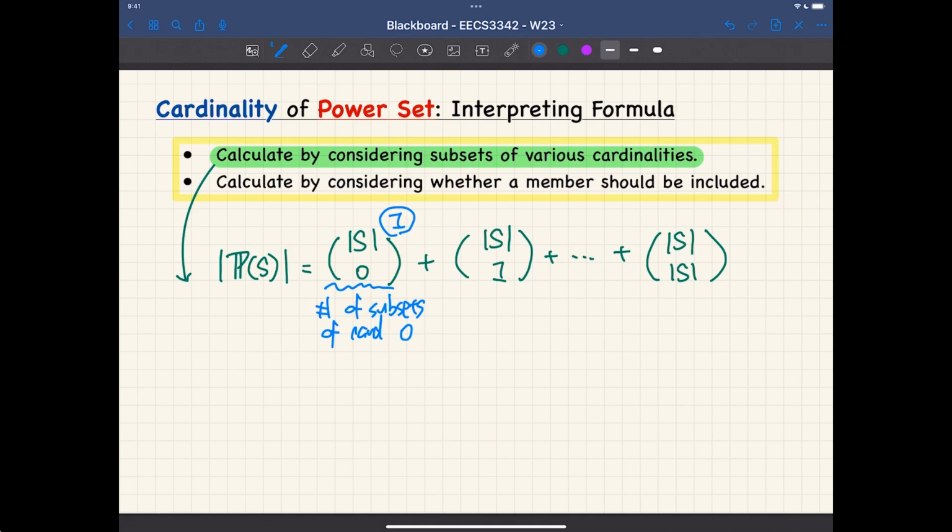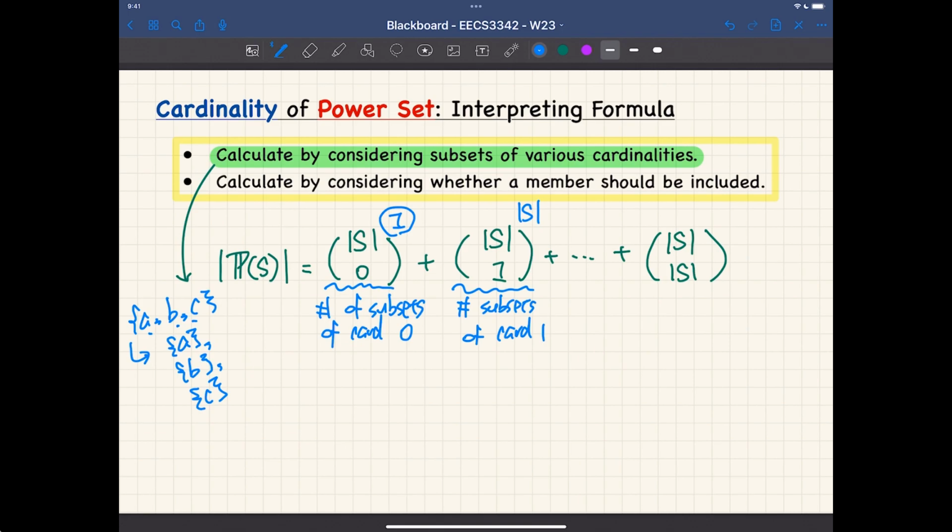And what about the number of subsets of cardinality 1? This is also a special case. It would be just |S|, right? For example, if you got, let's say, A, B, and C, what would be the subsets of cardinality 1? Either A or B or C, right? That was easy to illustrate. Okay, either A or B or C.